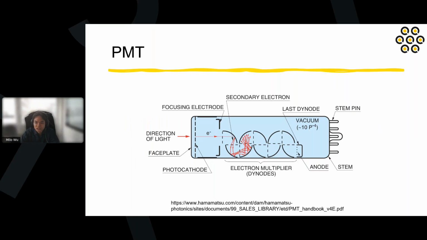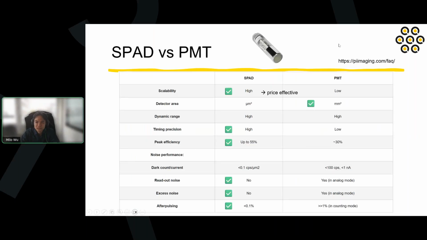What you will see in a PMT is that you always need a huge volume of vacuum tube, so it makes it very unscalable. So compared to SPAD, even though they're much more expensive, typically it's possible to replace several PMTs with the SPAD array to reduce the cost. At the end, it might be price effective.